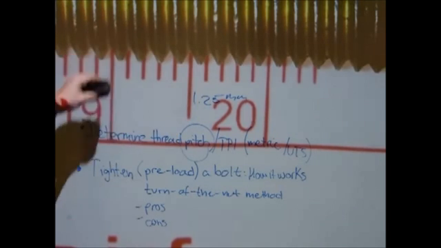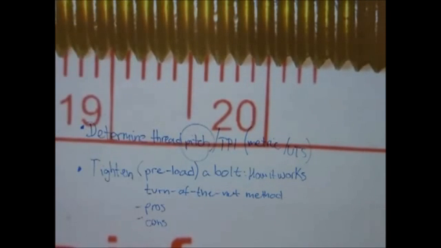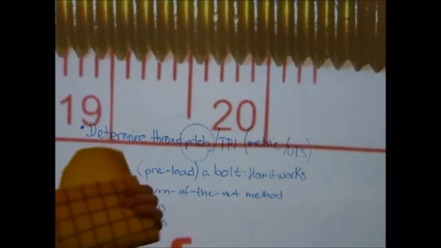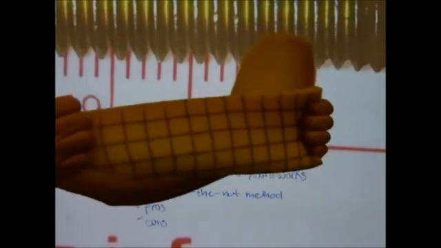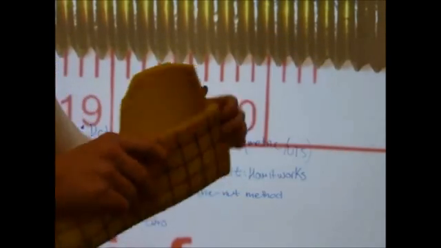1.25 millimeters. And on the previous one, it was 18 TPI. Now, how preloading and tightening works. I have this piece of foam here, and okay, this is going to be a bolt now.